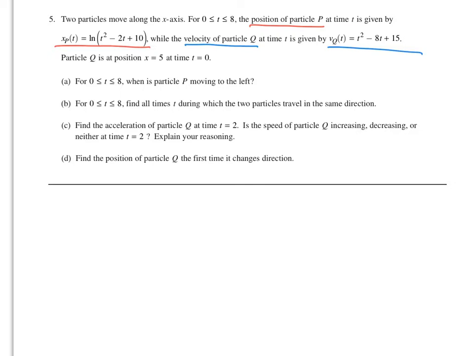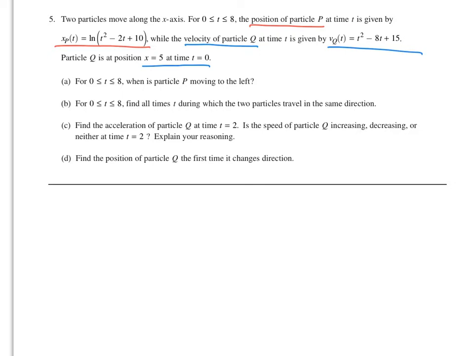So for particle P, we have our position function. To get our velocity, we take the first derivative. To get the acceleration, we take the second derivative of that. For particle Q, you are given the velocity. So to find position, we have to work backwards and do the integral of our velocity. And then to find acceleration, we will take the derivative of that. So definitely make sure you're aware of what you have and keep straight what goes with what, okay?